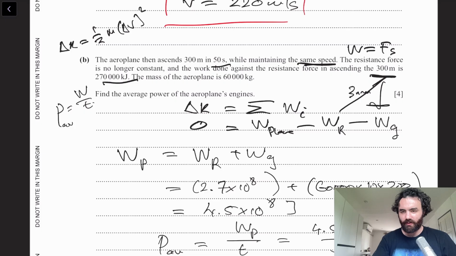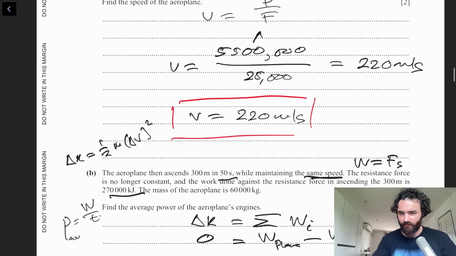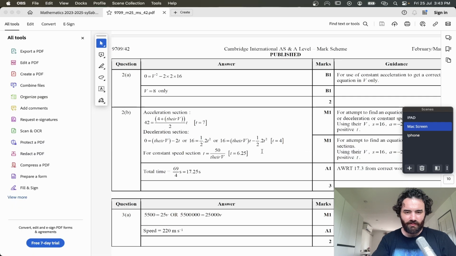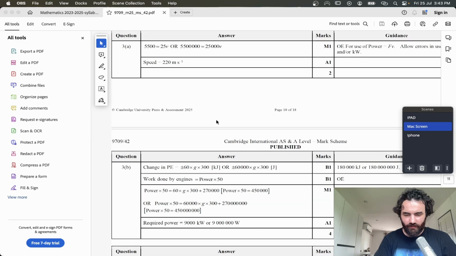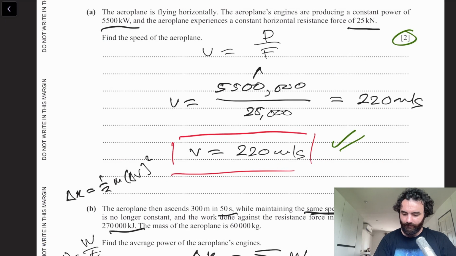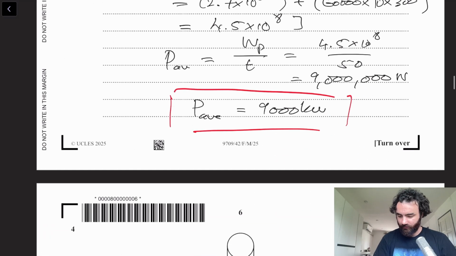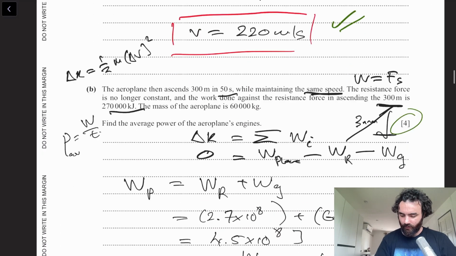Okay, so let's check that. Let's go to my Mac screen. Okay, so the first one was 220, which we got. Okay, 2 marks. And the next one was 9,000 kilowatts. Okay, cool, 9,000 kilowatts. So we got both of those. Go back to the iPad. Okay, so that's right as well.